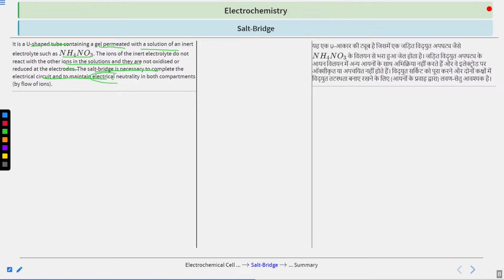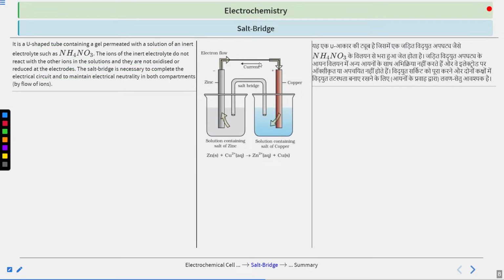It is important to maintain the electrical neutrality, because as soon as you start the reaction, there is an accumulation of positive and negative charge. To nullify that, what do we do? We put this U tube, which is called a salt bridge, and inside that we have electrolytes that do not take part in the reaction. They just neutralize the extra charge in both compartments by the flow of ions. So this is the overall picture of this galvanic cell.